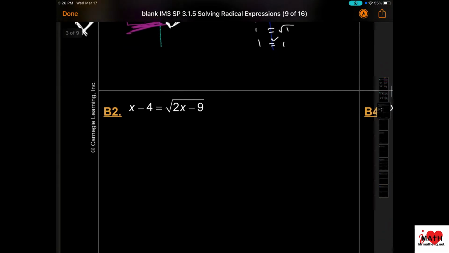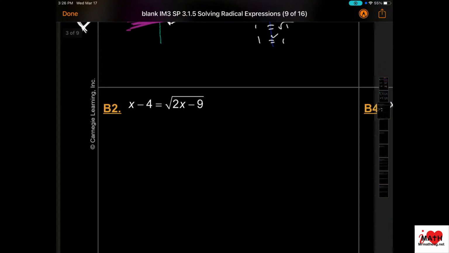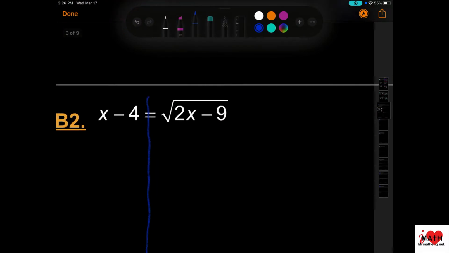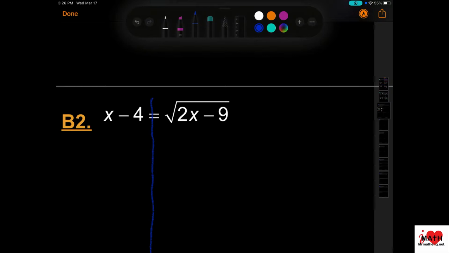Let's go ahead and try B2. We're going to do the same thing over here. I'm going to put a line down my radical sign. The radical sign on the right side is already isolated, which means by itself. This 2 here is my index or root. So using the steps above now, I'm going to go ahead and square both sides. Squaring on both sides is going to eliminate this index of 2 and the radical sign. So I'm left with 2x minus 9.